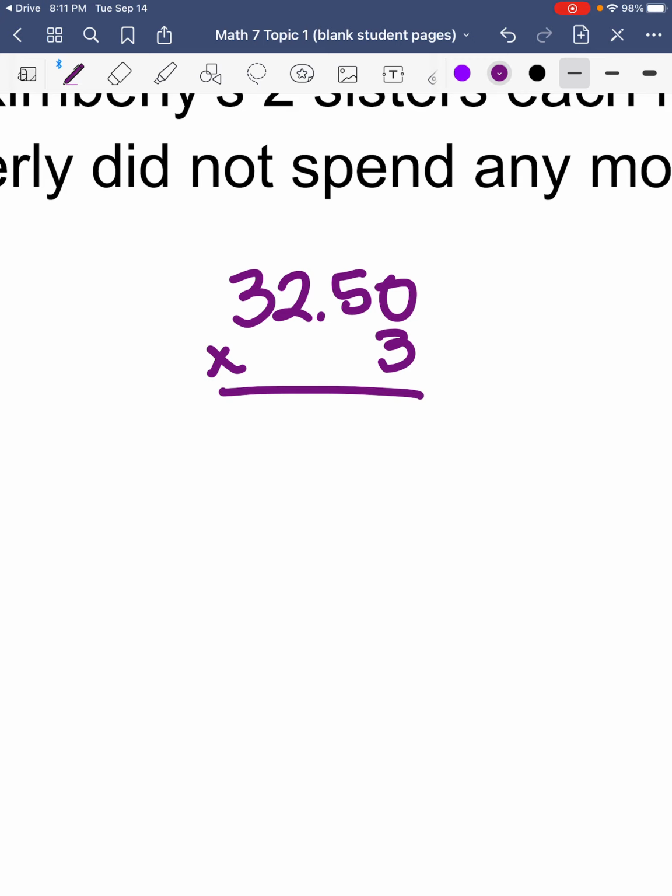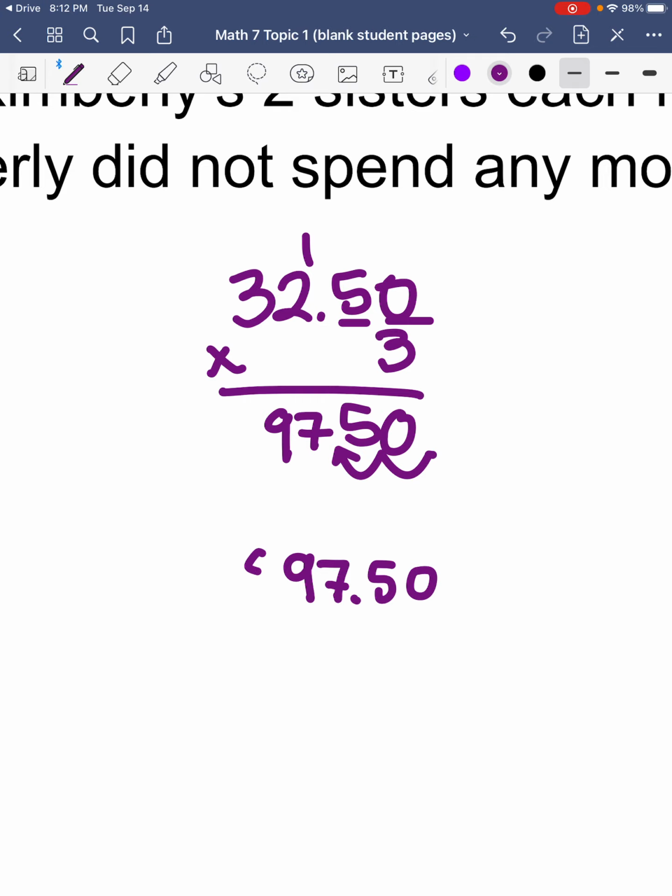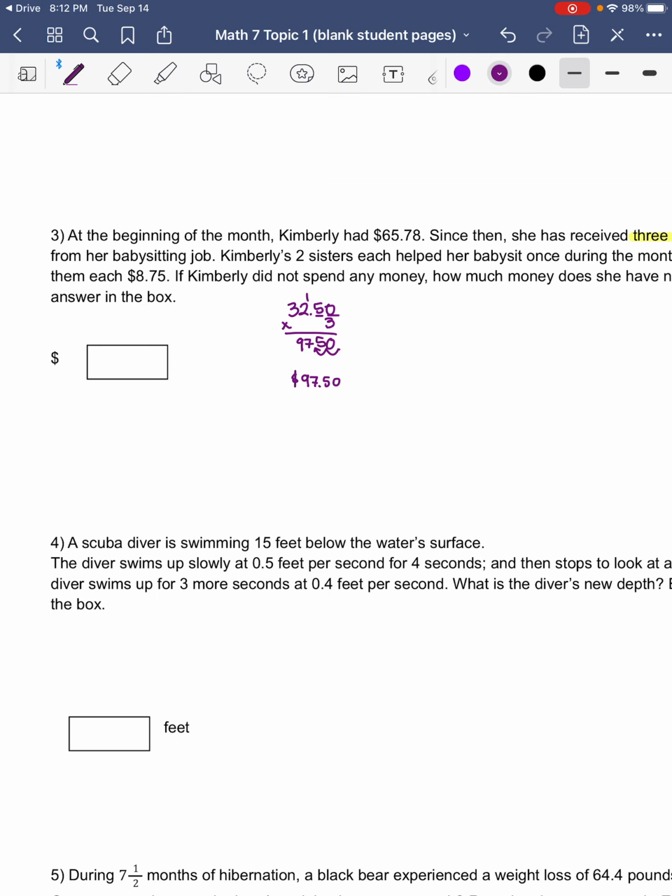3 times 0 is 0. 3 times 5 is 15. 3 times 2 is 6 plus 1 is 7. And 3 times 3 is 9. There's where our decimal is, but because we have 2 decimal places, we move it 2 places over. So she earned a total of $97.50. That's how much she earned, right?